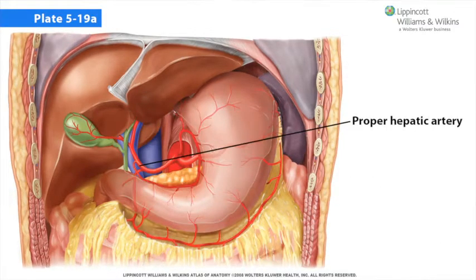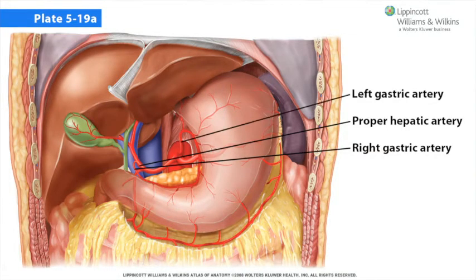The hepatic artery proper gives off the right gastric artery, which follows the lesser curvature of the stomach, giving branches to the stomach along its length, and anastomoses with the left gastric artery. The gastric arteries run between the layers of the lesser omentum.